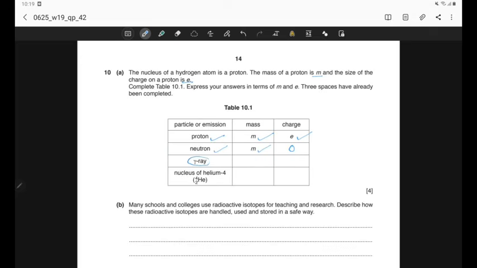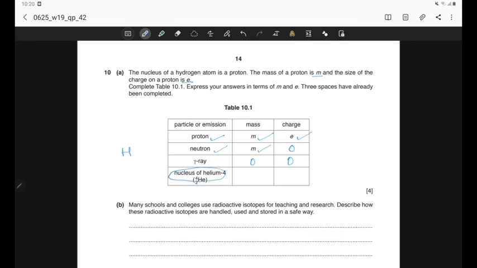Next one is a gamma ray. As the name indicates, it's simply a ray, not a particle, so it has no mass. So the mass is 0 and charge also 0. It's simply an electromagnetic wave. So the charge and mass is 0. Only the speciality of gamma ray is it is having very high frequency. So high energy. Now going to last row, nucleus of helium-4.